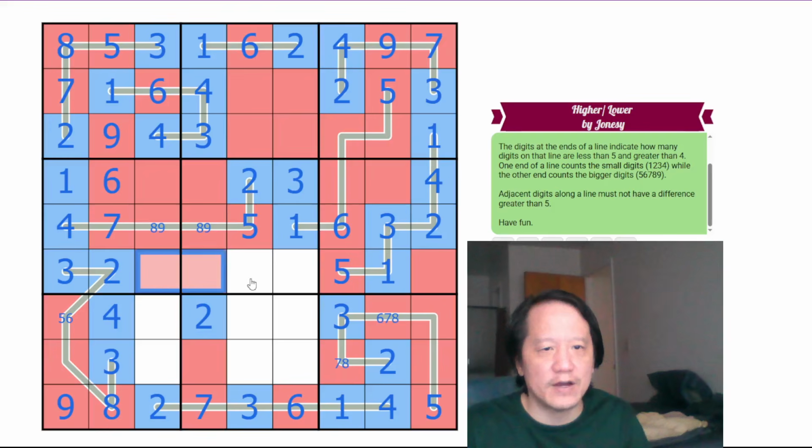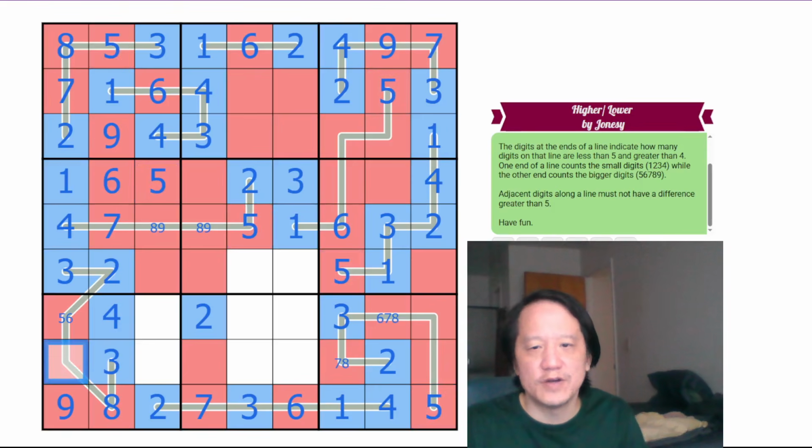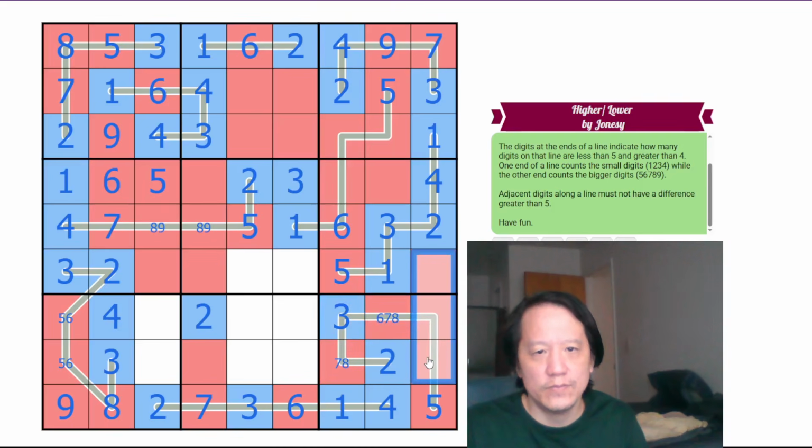We have to have 5 somewhere in box 4. Cannot be here because of 5 in the row. So 5 has to be there. This becomes 5, 6 as a pair. Remaining digits in column 9 are 6, 8, and 9. 6 can't be here because of 6 in the box.